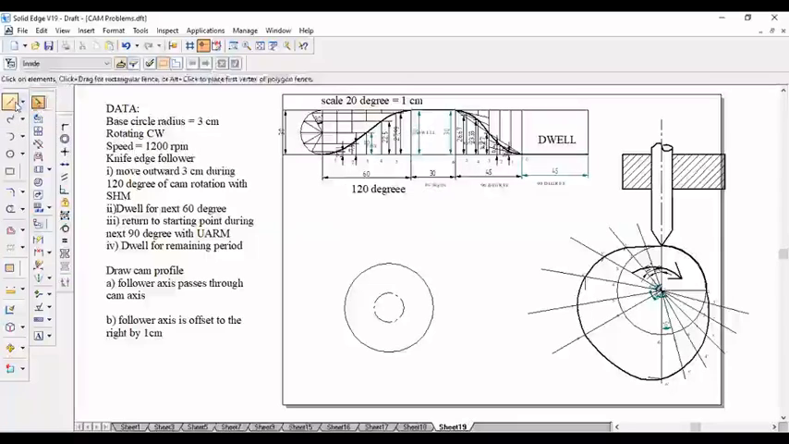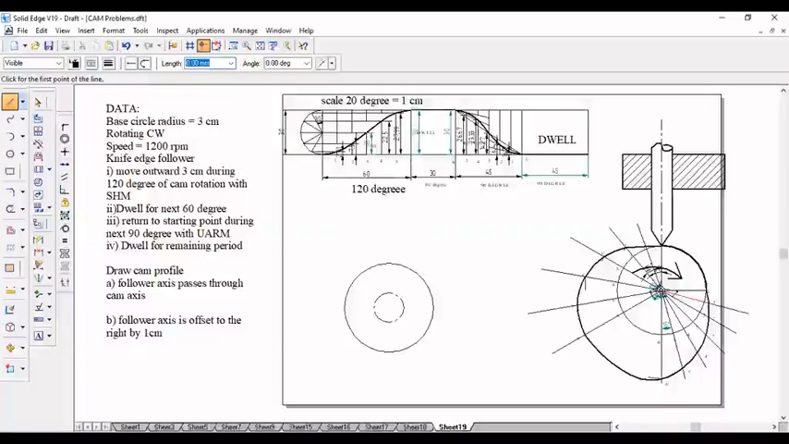Fine. Now, in the earlier case you match the center point of the circle with the follower axis because both are in line. But in this case, it is offset by 1 centimeter. So from this point to this point, it is 1 centimeter, that is 10 mm. So from here, I'll take a line. This will be the initial point of the knife edge. At that particular point, I'll draw a knife edge. This is the knife edge follower.